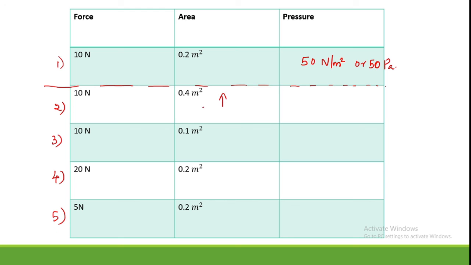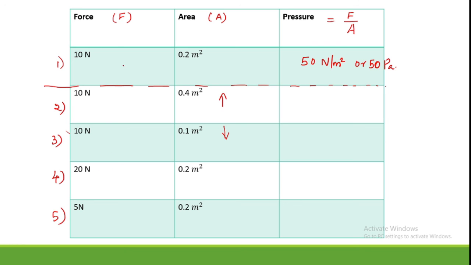In the second case we are increasing the area. In the third case, compare it with the first one, always compare it with the first one. We have the same force, but the area is decreased. Now what happens to the pressure? Calculate and find out. Pressure is nothing but force divided by area. Force is denoted by F and area by A.